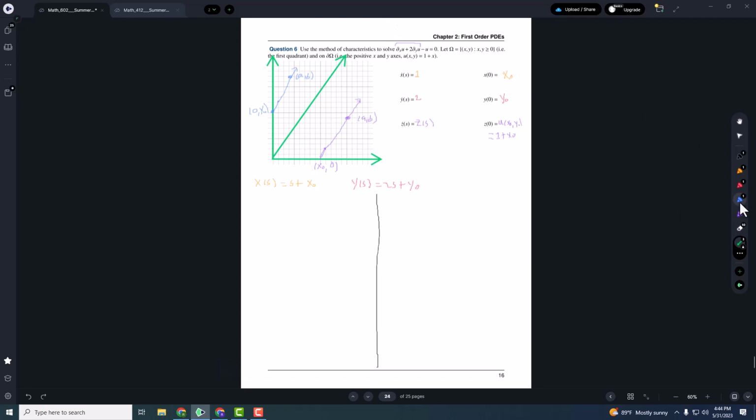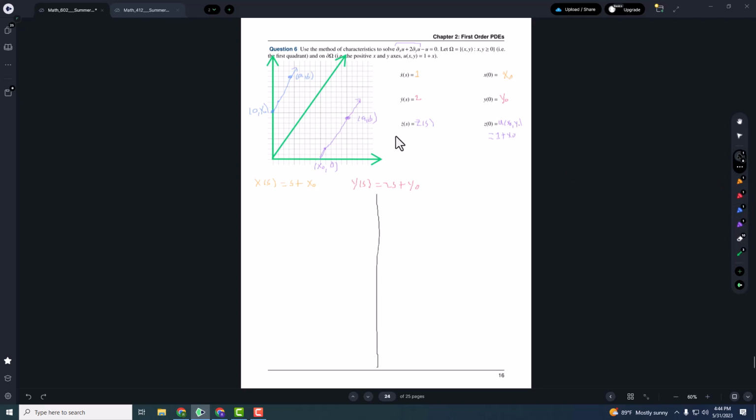What I mean by that is if I have a generic point that starts above the green line, its characteristic is going to be traced back to the y-axis. If I have a generic point that starts below this green line, its characteristic is going to get traced back to the x-axis.